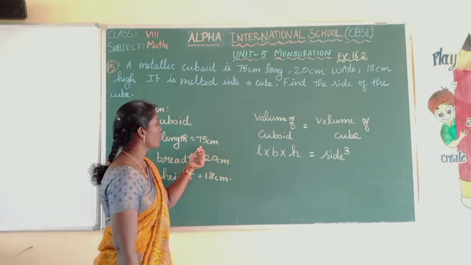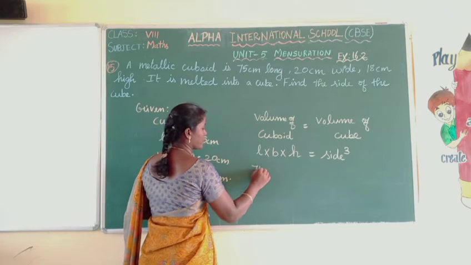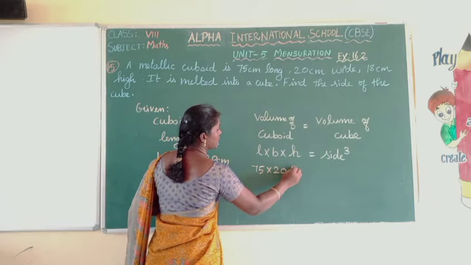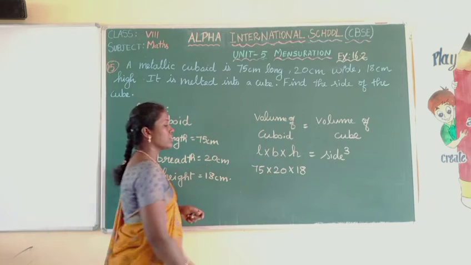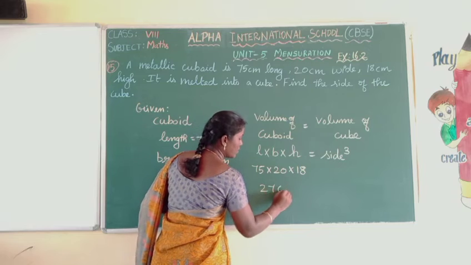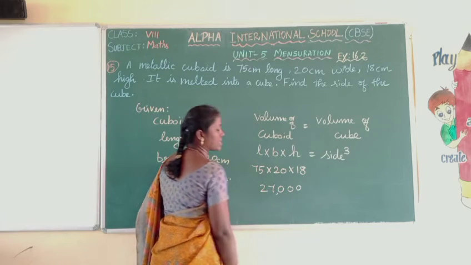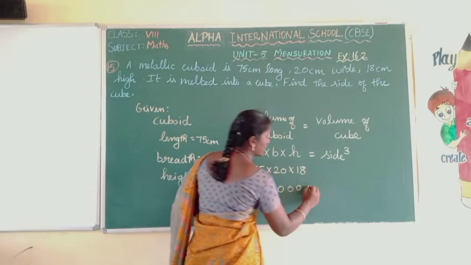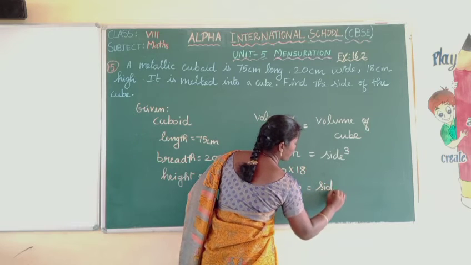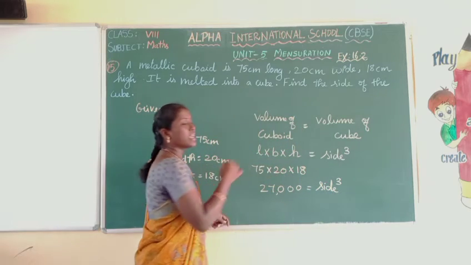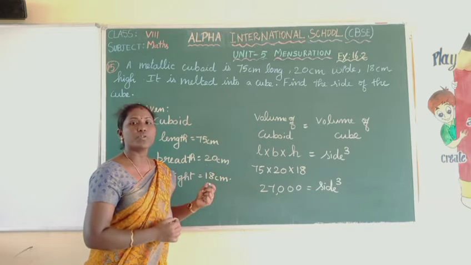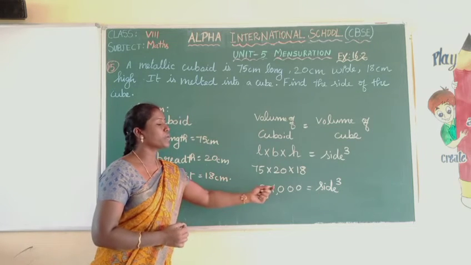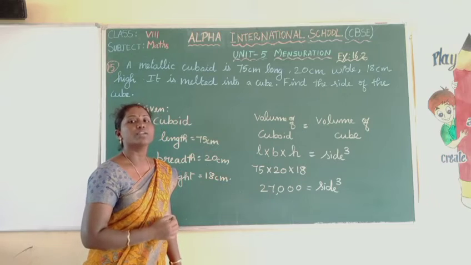What are the values of the cuboid? 75 into 20 into 18. If you multiply, you get the value 27,000 is equal to side cube. It is side cube, but we want to find the value of side. That means we have to take the cube root of 27,000.